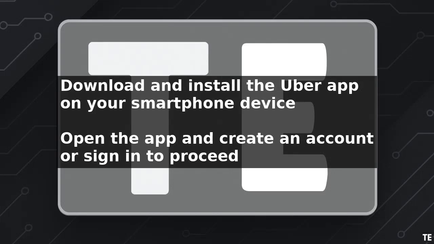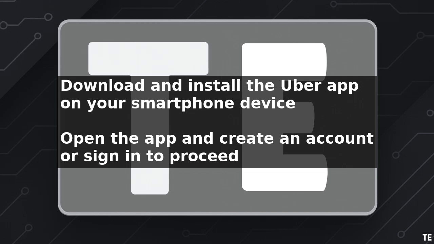To book an Uber, start by downloading and installing the Uber app on your smartphone. Once installed, open the app and create an account or sign in if you already have one. Next, set your pickup location by typing in the address or selecting it from the map.